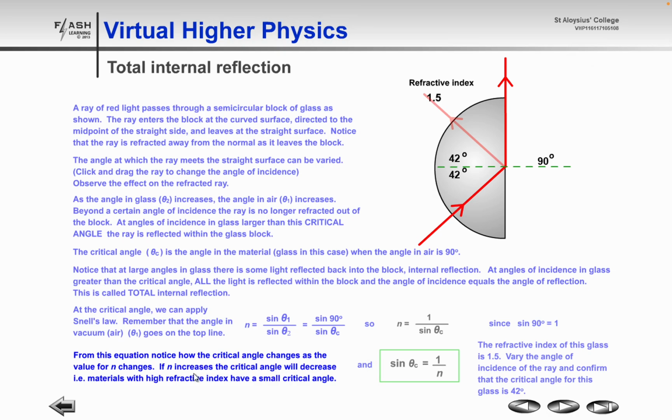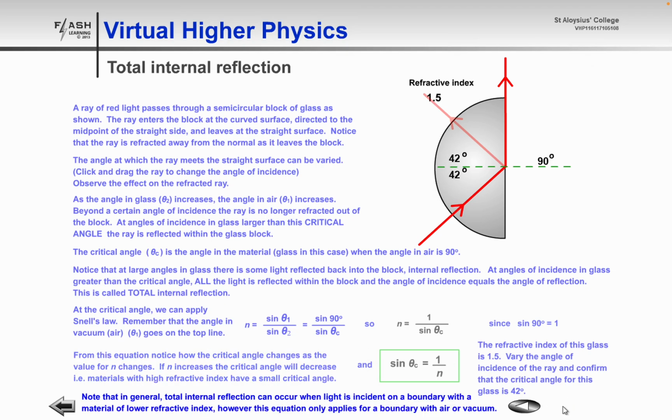From this equation, notice how the critical angle changes as the value for n changes. So if n increases, the critical angle will decrease. I.e. materials like diamond, for instance, which have a high refractive index, have a small critical angle, which means you get lots of reflection and therefore lots of sparkle. In general, total internal reflection can occur when light is incident on a boundary with a material of lower refractive index, but we've only looked at the case for when the other medium is air, and this formula only applies in that case as well.